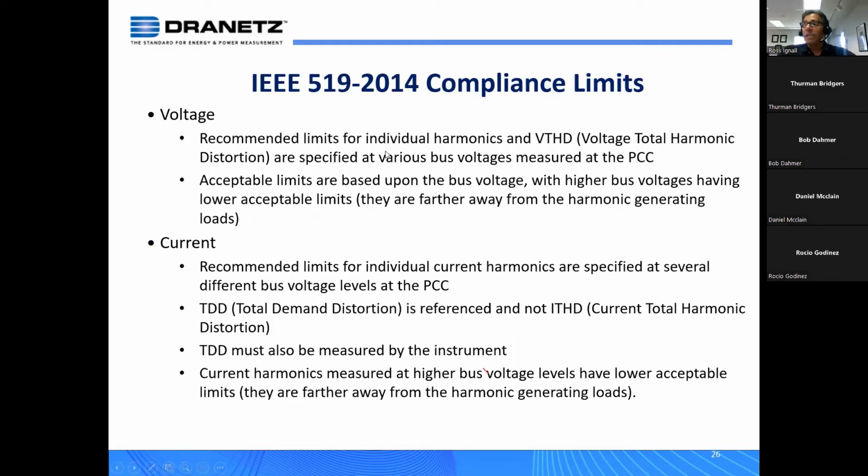So second to last slide on 519, it really looks at both voltage and current, and it's the recommended limits for individual harmonics. You'll see VTHD, voltage total harmonic distortion, and basically they're specified at various bus voltages measured at the point of common coupling. So the acceptable limits are based upon the bus voltage, with higher bus voltages having lower acceptable limits.